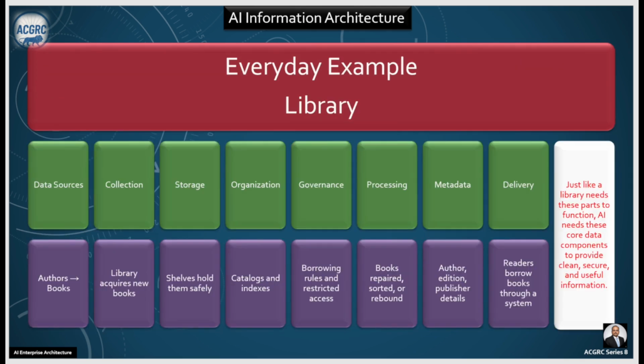We take a day-to-day example and go back to the library. The data source is the author and the books. The collection is the library acquiring new books. The shelves holding them safely is the storage. Catalogs and indexes are organization. Borrowing rules and restricted access is your governance. Books repaired, sorted, or rebound is your processing. Details of authors, edition, publisher is your metadata. Readers borrowing books through a system is your delivery part. So, just like a library needs these parts to function, AI also needs these core data components to provide clean, secure, and useful information.